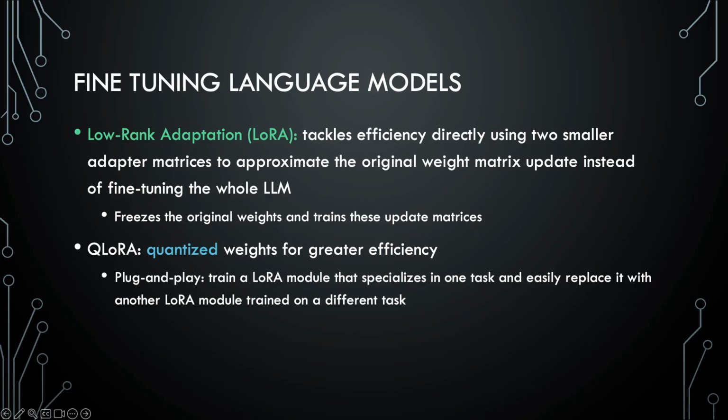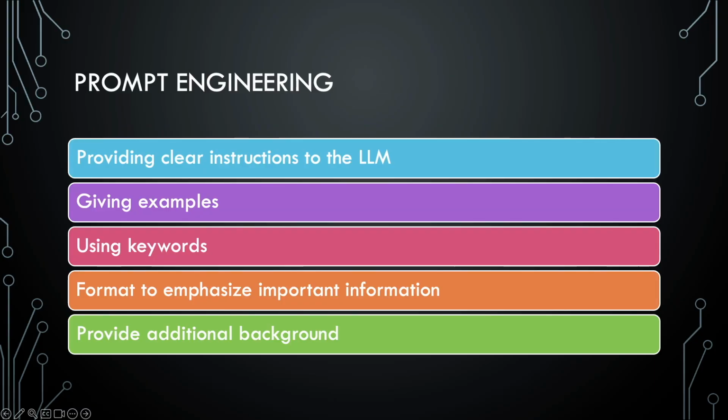During training, the frozen 4-bit weights are dequantized for computation while gradients are calculated, but only the LoRA adapters are updated. We can optimize our interactions with these models through prompt engineering and sampling techniques. Prompt engineering involves providing clear instructions to LLMs in several ways. We can give specific examples, use keywords for emphasis, format input text to highlight important information, and provide background context that helps the model understand what we're asking.